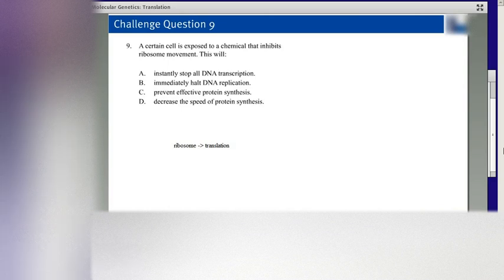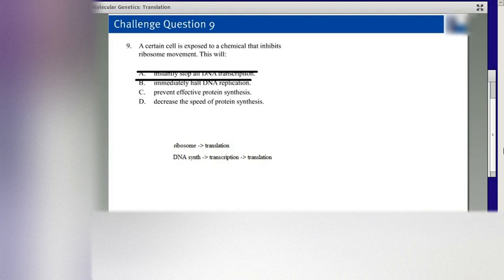Which one comes first? Yeah, remember, we get DNA synthesis, then we get transcription, then we get translation. So if we had a messed up ribosome, we'd still have transcription functioning normally. So what answer choices can I now get rid of? Yeah, A and B are goners. All right, A and B are gone. So now I look at C and D.